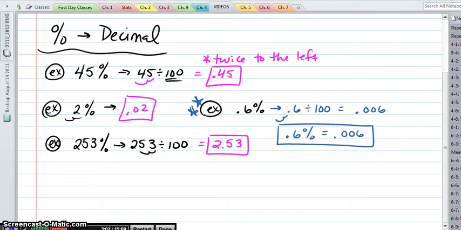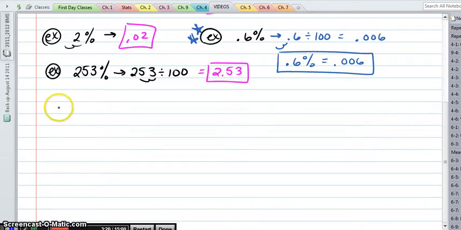Let's go ahead and do the opposite. Write the decimal as a percentage. So basically, we just need to work backwards. We are going to multiply by 100, moving the decimal 2 places to the right, and then add the percent symbol. So let's do decimal to percent.